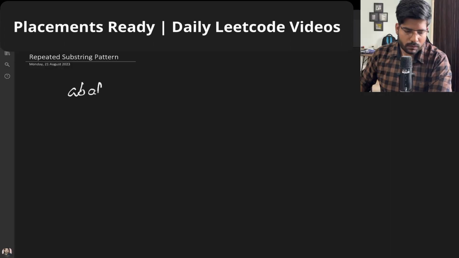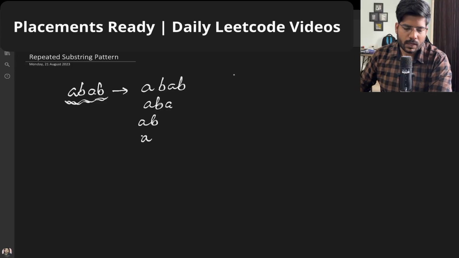So see, we are having a string ABAB, right? If we form all the substrings of this, the substrings starting with A will be ABAB, ABA, AB, and A, right? Now substrings starting with B will be B, BA, BAB. Again the substrings starting with this A are going to be A and AB. And the substring starting with this B is going to be B.